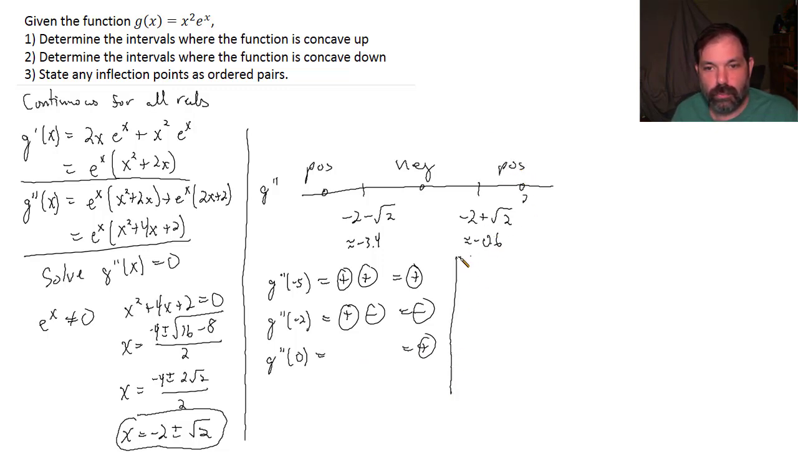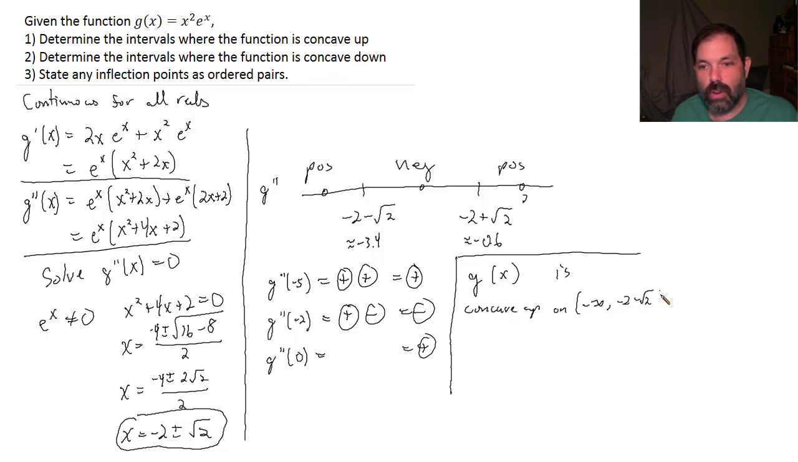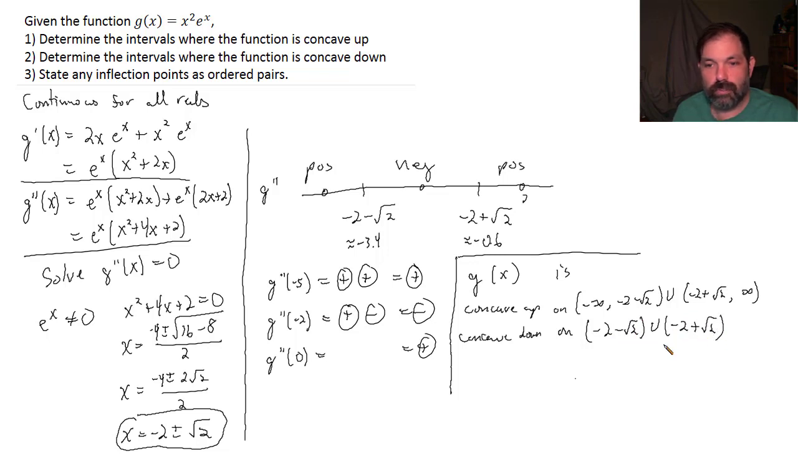Conclusions. g of x is concave up on negative infinity to negative 2 minus the square root of 2, union negative 2 plus the square root of 2, comma, infinity, and is concave down on negative 2 minus the square root of 2, union negative 2 plus the square root of 2.